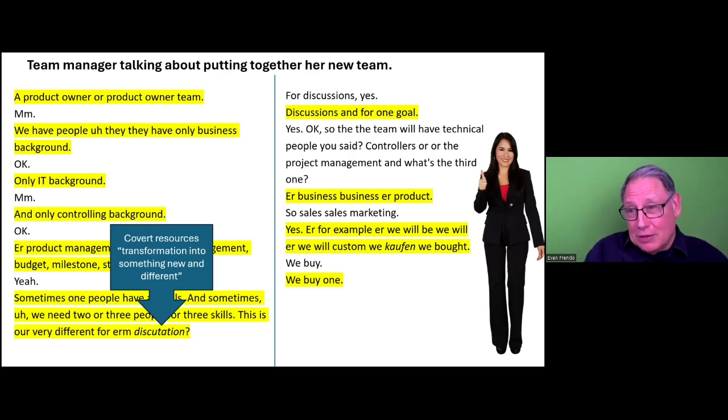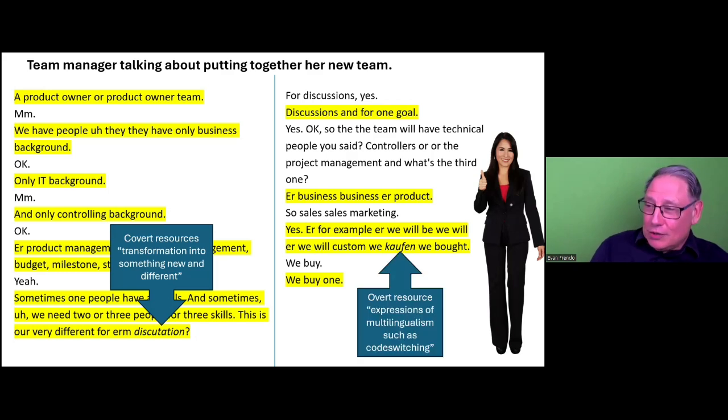You can see this in Alessia's article, but here's an example which I was very happy to see in one short text. And then, of course, there's what Alessia calls the overt resources. So things like code switching, maybe translanguaging. We could discuss if translanguaging and code switching are separate or the same. But the use of words like this is very, very common in ELF and BELF communication. And it happens all the time in the classroom.